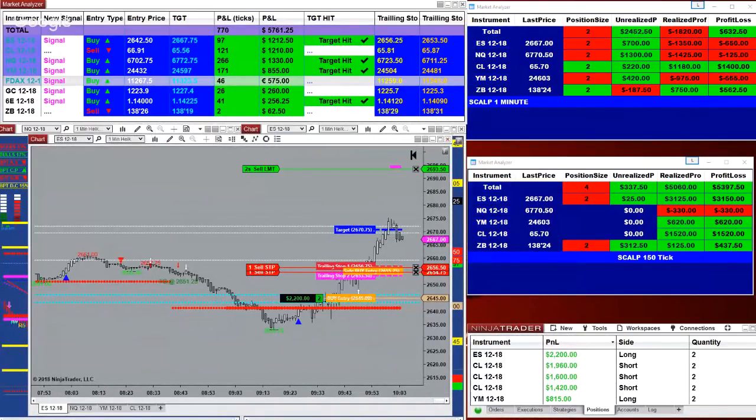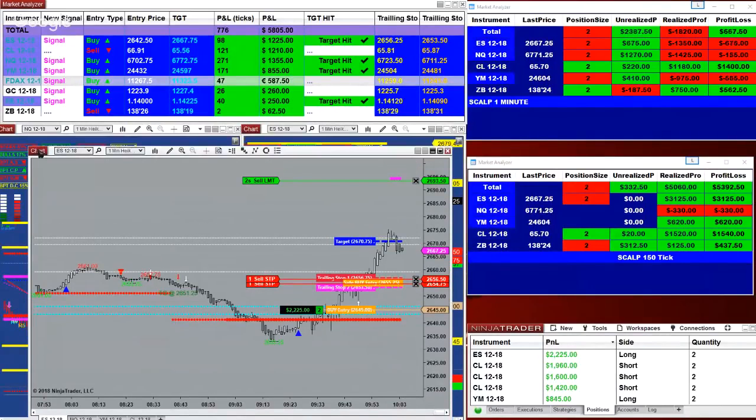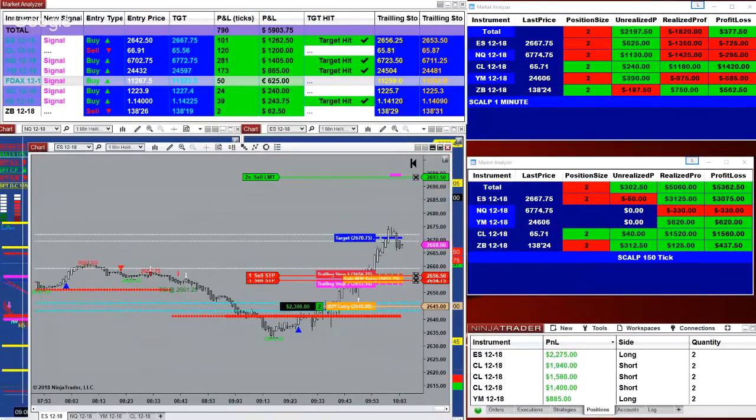There is nothing really. They all hit the target right now. So we are waiting on a new signal. That's it. That's all I can say. And then God knows where this ES has taken us.